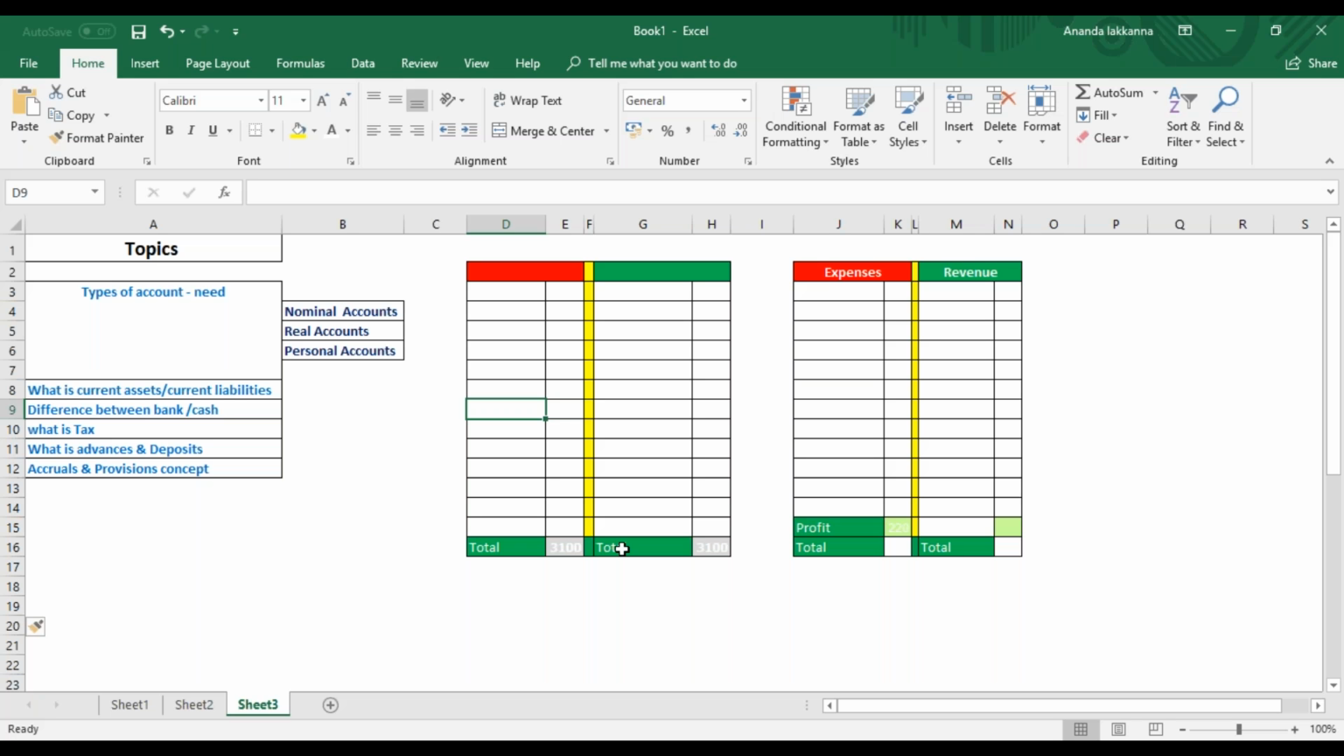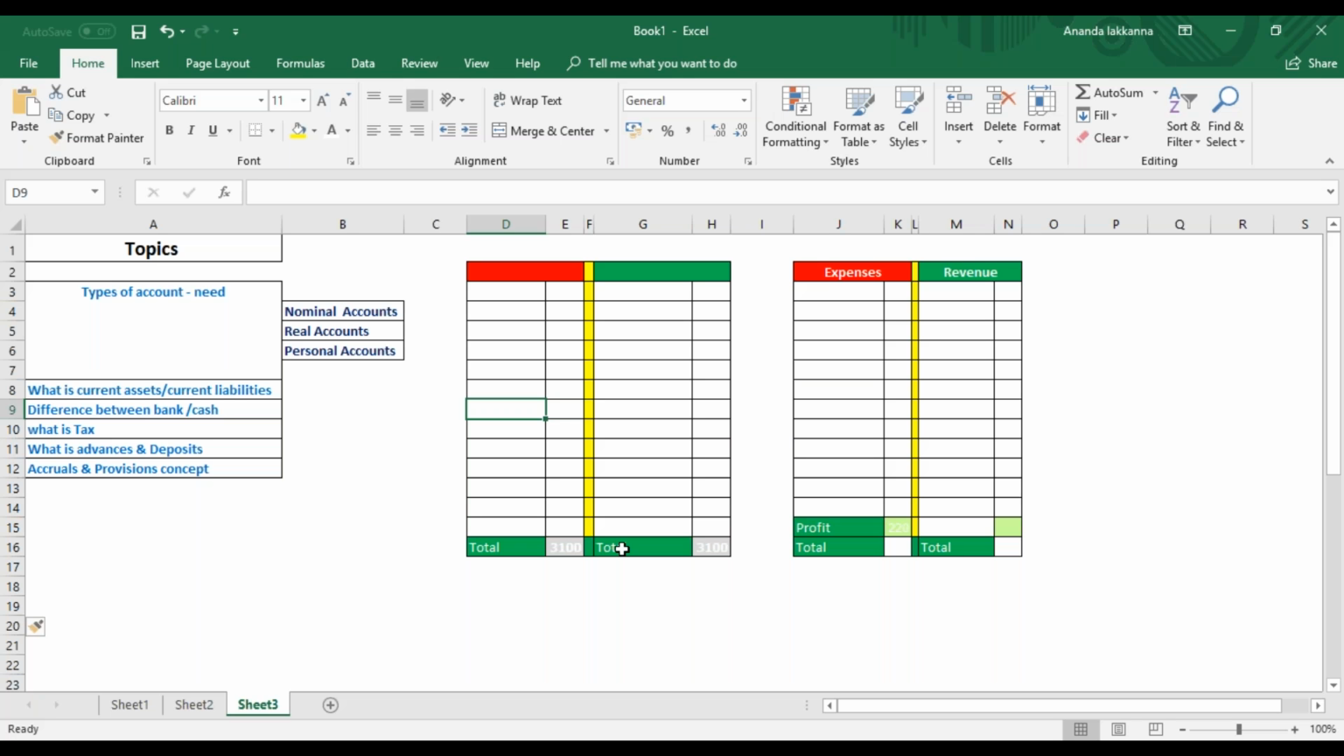And also, how current assets and current liabilities come into the picture in the balance sheet, and the difference between bank and cash. This is especially for students. And how tax works in accounting, how tax and interest can be included in transactions. And also advances and deposits. Advances is when we receive advances from customers, and when we pay advances to vendors, what are the entries we count. And finally, accrual and provision concepts.